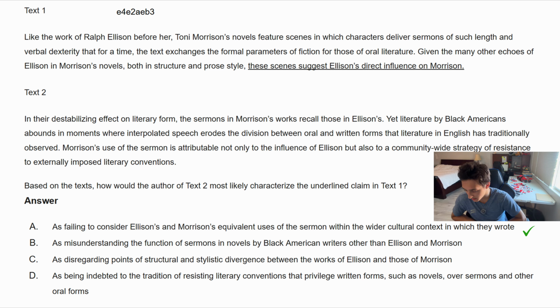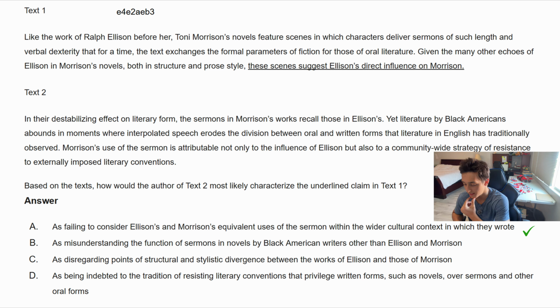Choice B: as misunderstanding the function of sermons in novels by Black American writers other than Ellison and Morrison. We're not really talking about the function of sermons. We're talking about who influences who, right? We're talking about the influence. Choice C: as disregarding points of structural and stylistic divergence between the works of Ellison and those of Morrison. All right, so disregarding points does sound right because text 1 was disregarding the other influence, right?